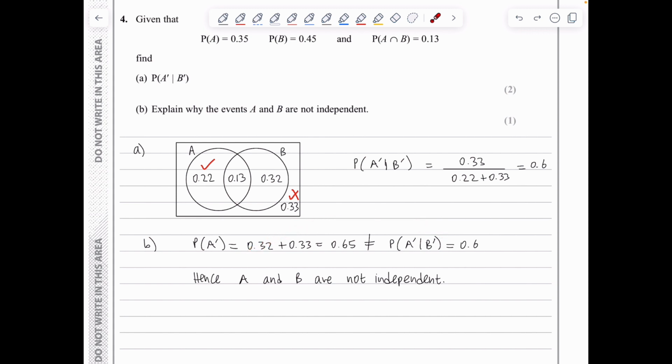The fact that they are not the same means there is some dependency between events A dash and B dash, so between events A and B, and therefore the two events are not independent.